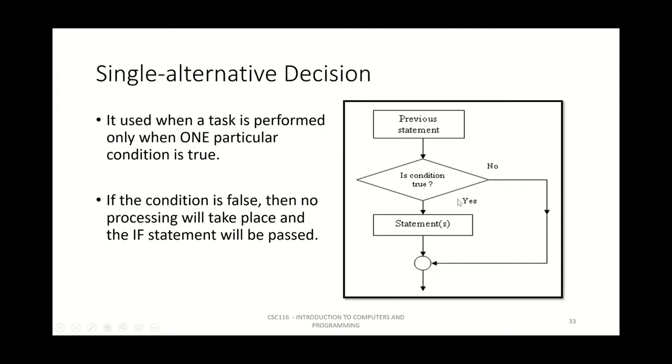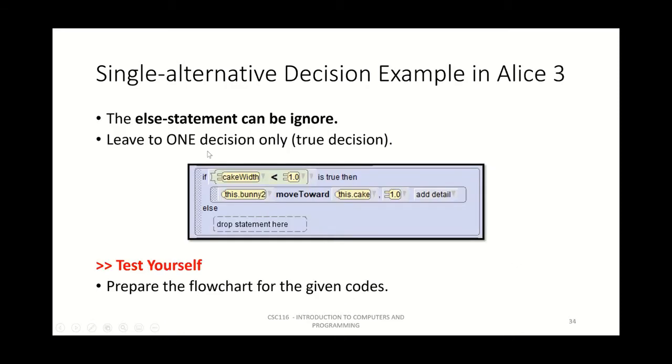So you have the condition, and only the true condition will be implemented. If the condition is no, it will move to the next statement. So the else statement will be ignored. So only one decision, which is the true decision. So this is an example of coding for a single alternative decision.